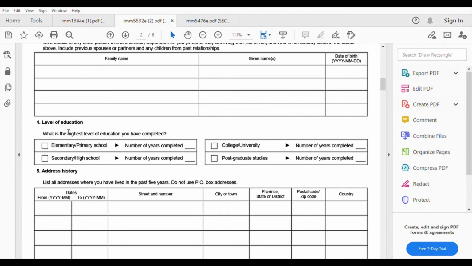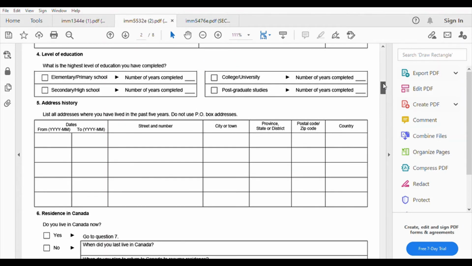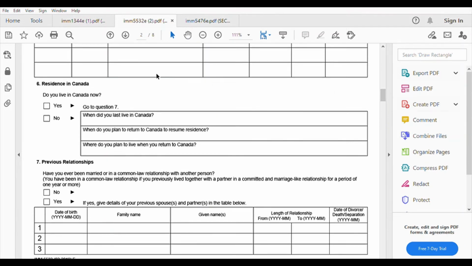Level of education. What is the highest level of education you have completed? So you mention the sponsor's education level. Address history. So here you mention where the sponsor has lived before: the dates, from to, street, city, province, the zip code, and the country. Residence in Canada. Do you live in Canada now? Yes, no. In our case, we will say yes. But if it's no, you have to mention that information here.